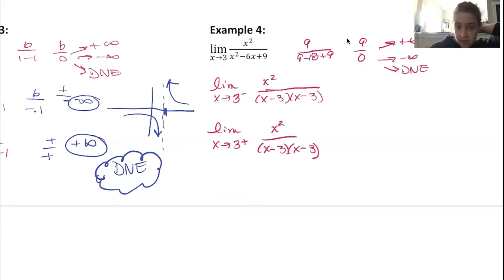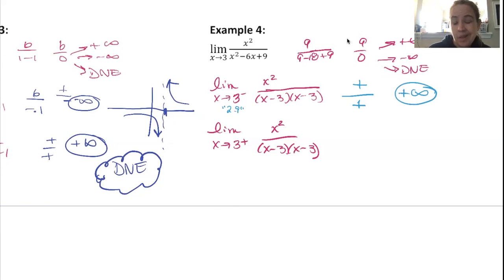All right, so again, we have to choose values. So something that's just a little bit to the left of 3, think to yourself 2.9. If I put 2.9 in the numerator, that's a positive. If I put 2.9 in the denominator, the first one's negative and the second one's negative, but a negative times a negative is a positive. So my result is positive infinity.